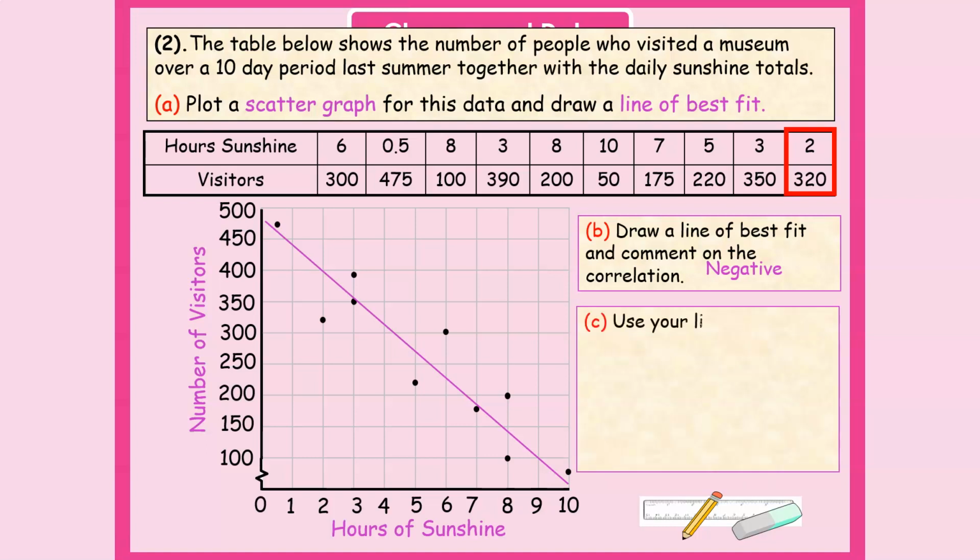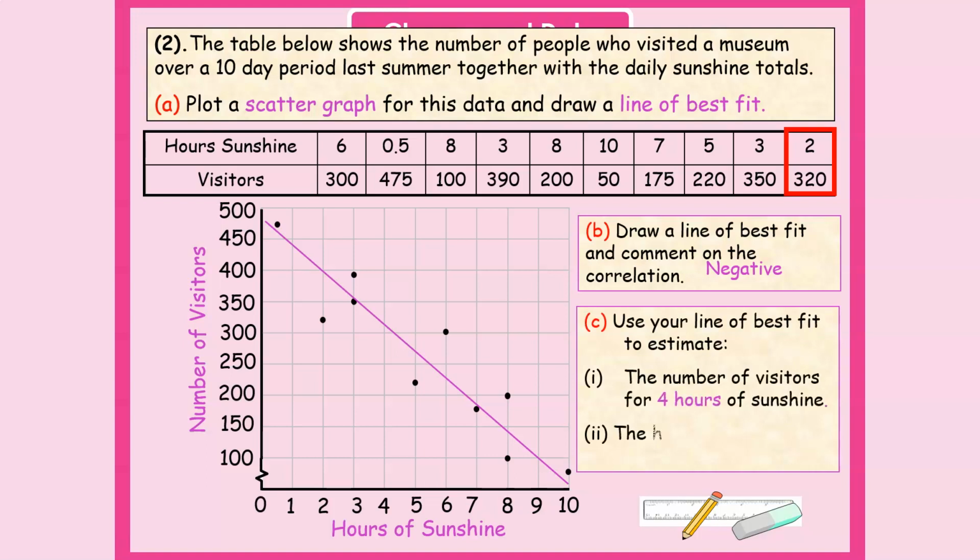So for the next part, I want you to use your line for the estimate to work out the number of visitors if there are 4 hours of sunshine that day, and second, the hours of sunshine when 250 people visit. Now, be aware that your answers will be different from my answers because our lines of best fit won't be exactly the same. So pause the video and estimate those values.